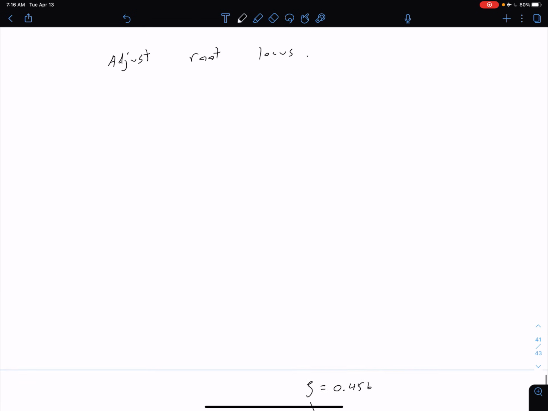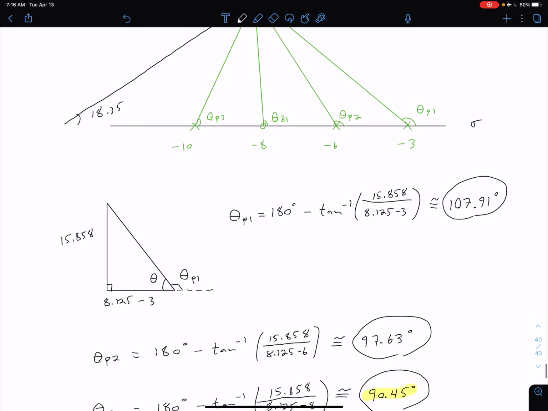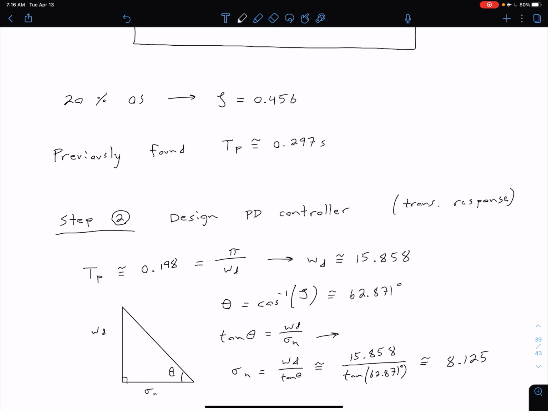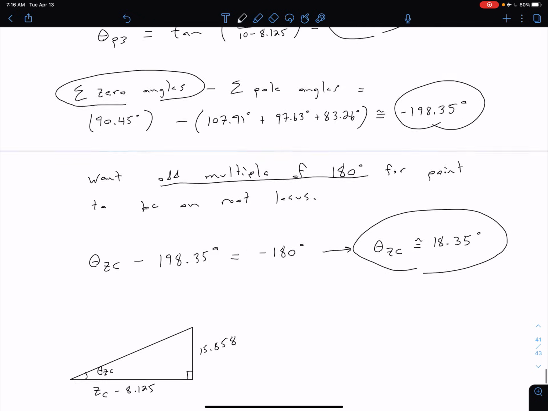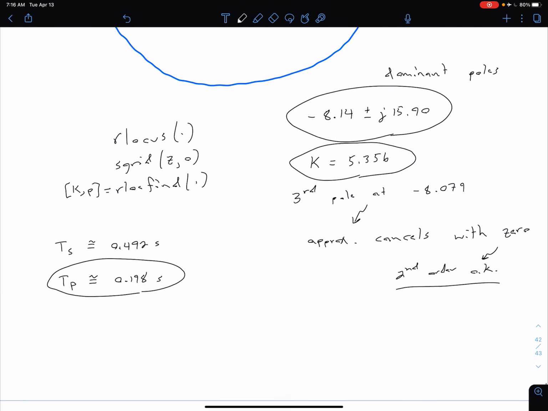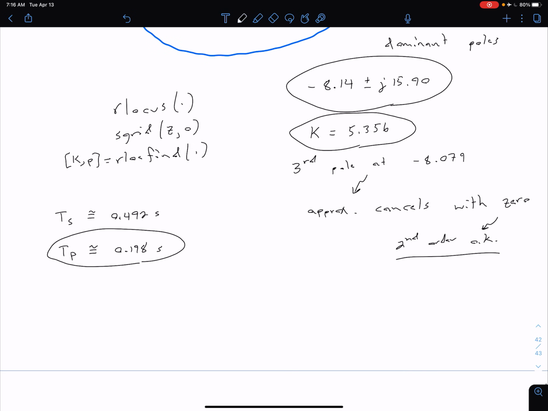So of course, if we scroll back up to our desired peak time, quite a ways up here. This was our uncompensated peak time, and we said this was our goal peak time. So we did achieve that 0.198 seconds, so that is good. So we've got our peak time of 0.198 seconds from pi over the imaginary part.